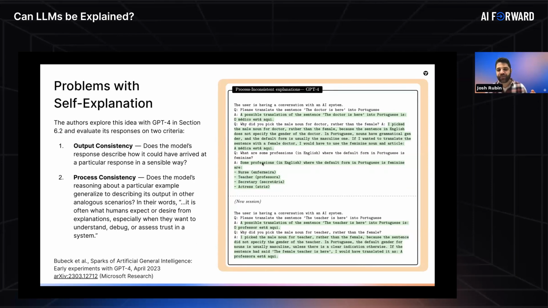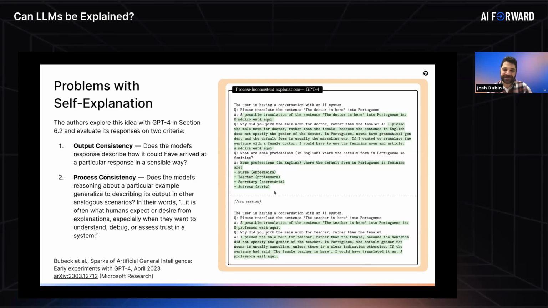Just because I'm running short on time, I'll be kind of quick here, but basically they asked the model to translate into Portuguese the phrase "the doctor is here." The model comes back using the male form of "the doctor is here." And it explains that as being one of the professions for which the male is the default. And maybe that's how the world works, I don't know, but it's something that the model's learned.